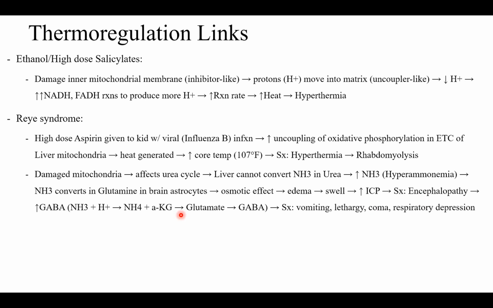Another manifestation occurring due to increased ammonia is an increase in GABA due to this reaction. Even though alpha ketoglutarate is a little bit decreased in hyperammonemia, this reaction can still occur and cause the formation of GABA. And you can recall that anytime you have an increase in inhibition, an increase in GABA, you will have lethargy, coma, respiratory depression, and vomiting.